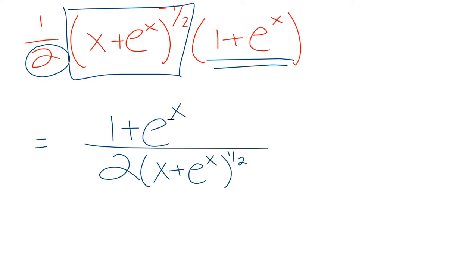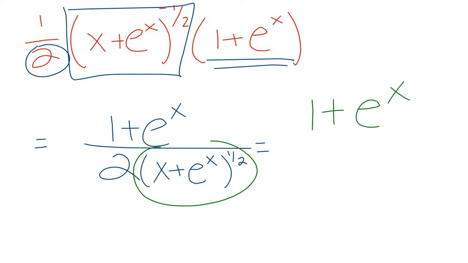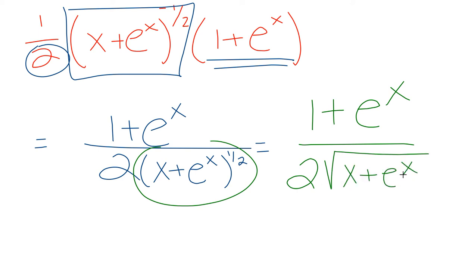Now, when you sometimes see your answers on a test and your answer is not there, before you immediately think that you're incorrect, see if your answer is actually equivalent to one of the answers there. Most likely in the denominator, the teacher is going to rewrite anything to the 1/2 power back as a square root. So this is likely going to look like 1 plus e to the x all over 2 times the square root of x plus e to the x. Either is fine. The first version is fine, but it's most likely that you're going to see the answer on the right-hand side.